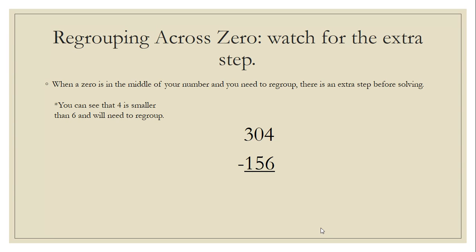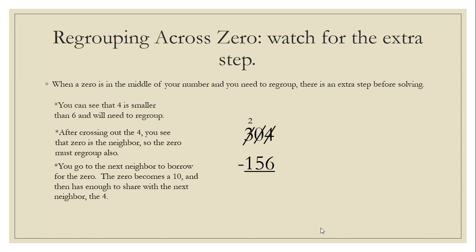Be sure that your numbers line up correctly. In this problem, you can see that 4 is smaller than 6 and will need to regroup. After crossing out the 4, you see that 0 is the neighbor, so the 0 must regroup also. You go to the next neighbor to borrow for the 0. The 0 becomes a 10 and then has enough to share with the next neighbor, the 4.